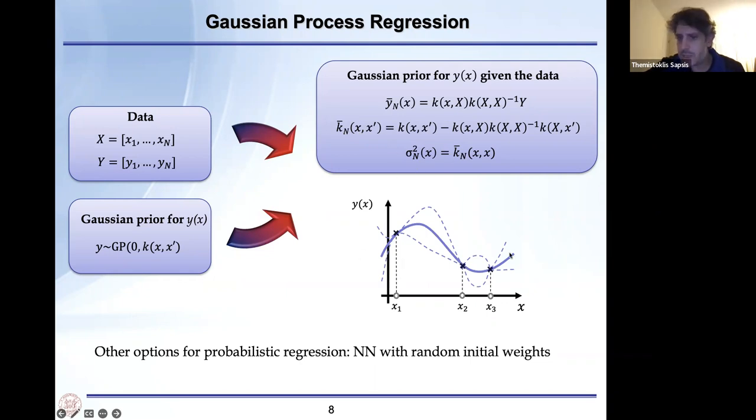So the result will be a curve like the one I show you, or a hypersurface, which will have some mean and will also have some variance. Obviously the variance goes to zero at the data points, assuming that your observations have no noise, and it increases as we move away from the data points. There are other options for probabilistic regression, like neural networks with random initial weights or other approaches. But today we will primarily use Gaussian process regression. I also have some examples for neural networks because they scale much better with dimensionality.